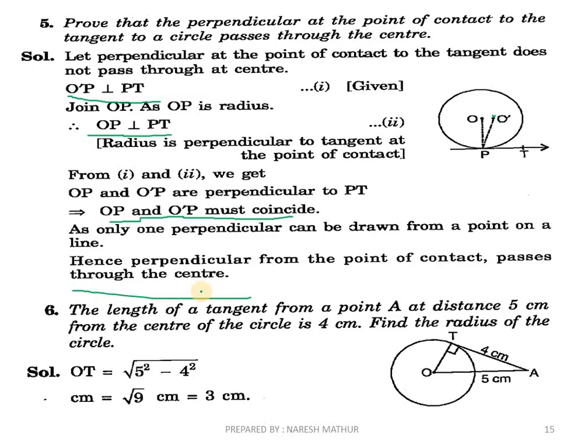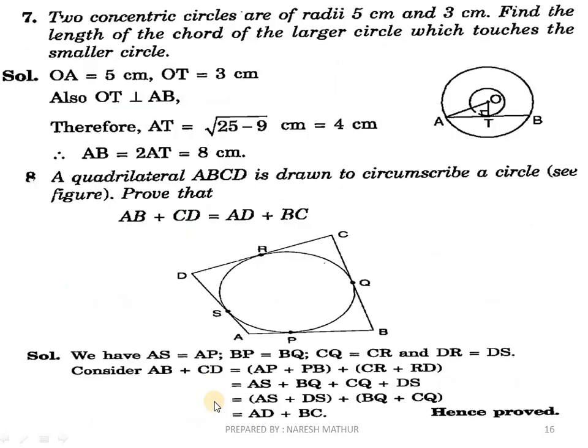Okay. In the next question, these are the simple, just theoretical questions. In question number 6, we are given the length of the tangent from a point A at a distance of 5 cm from the center of the circle is 4 cm. We need to find the radius. So obviously we can apply the Pythagoras theorem because it is making a right triangle. So OT will be root of 5 square minus 4 square, that would be 3 cm. Easy.